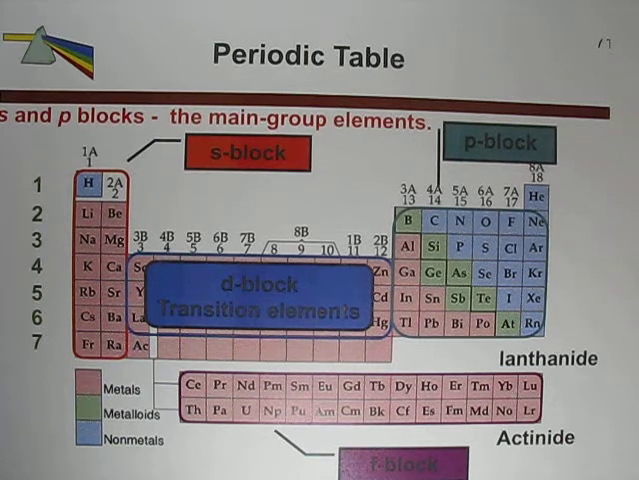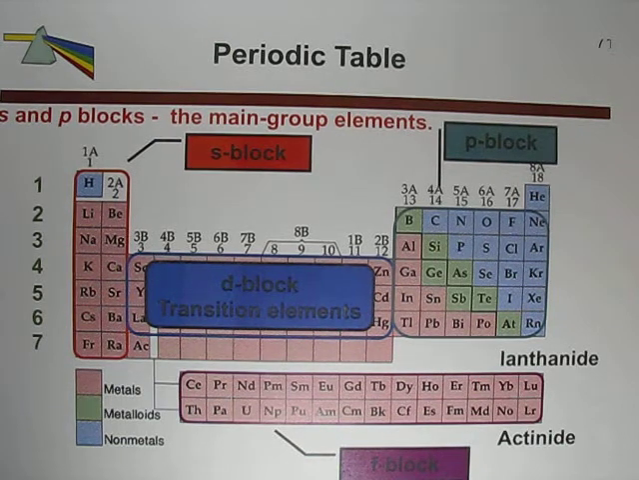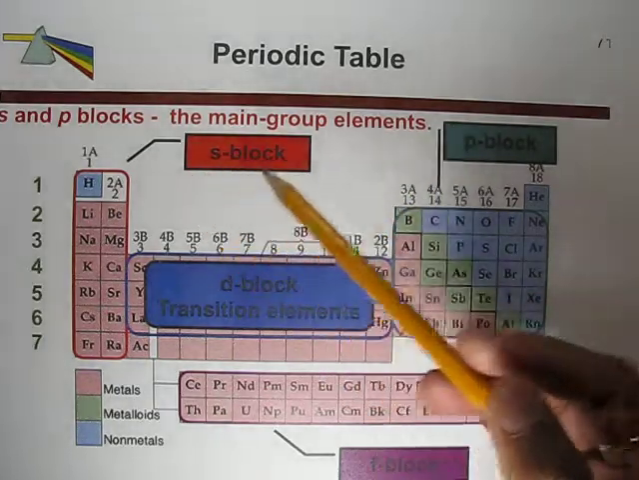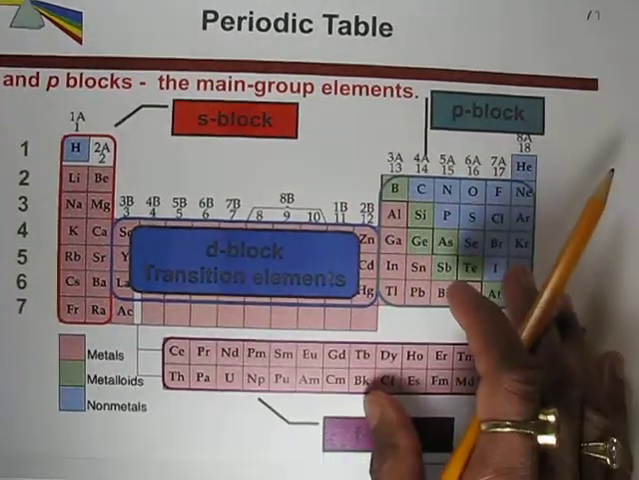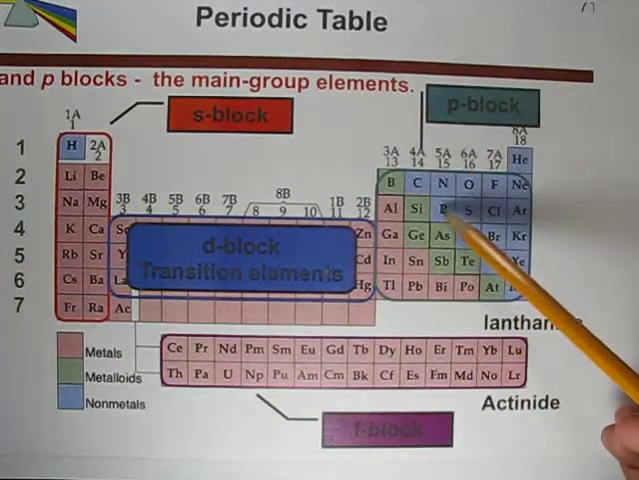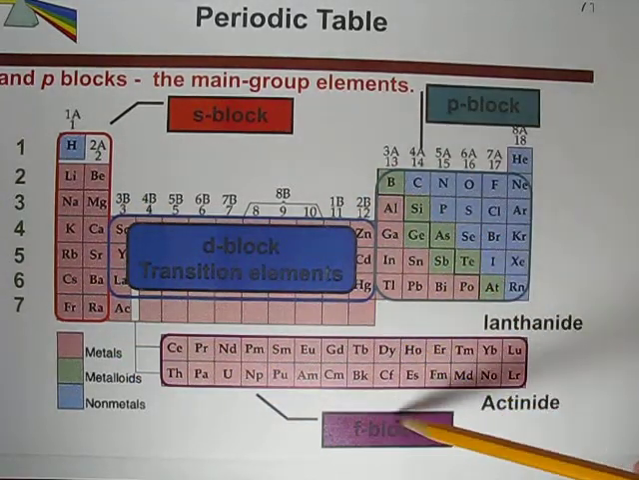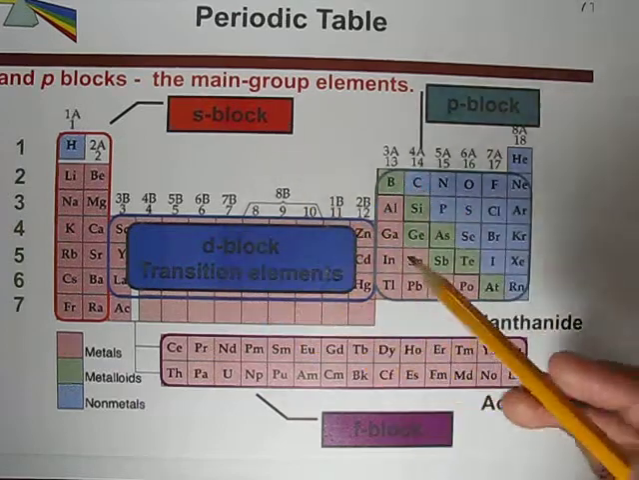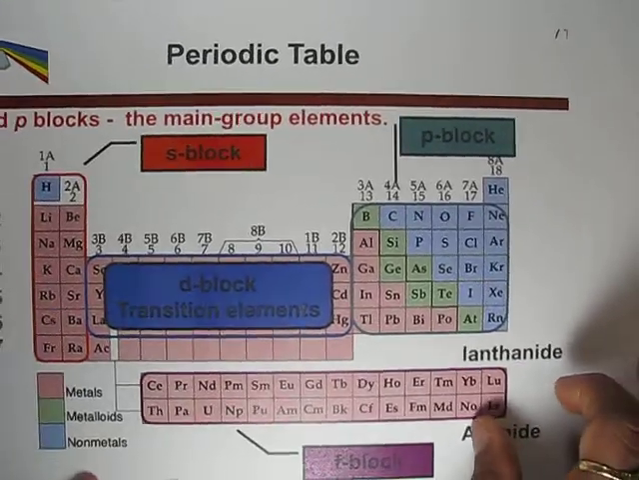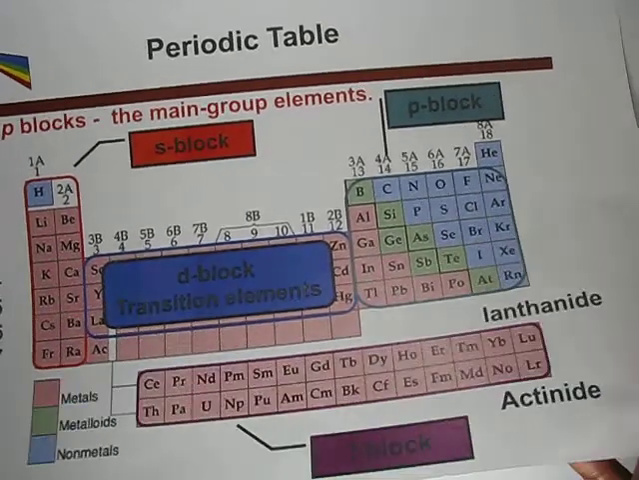So in this video we will talk about the electronic configuration trend in the periodic table. As we have seen in the previous video, the whole periodic table is divided into 4 blocks, which are called S block elements, P block elements, D block elements and F block elements. In this video we will see the trend of the electronic configuration in the periodic table.